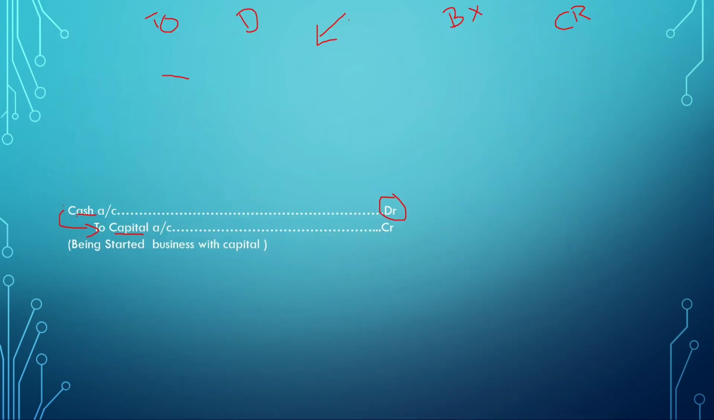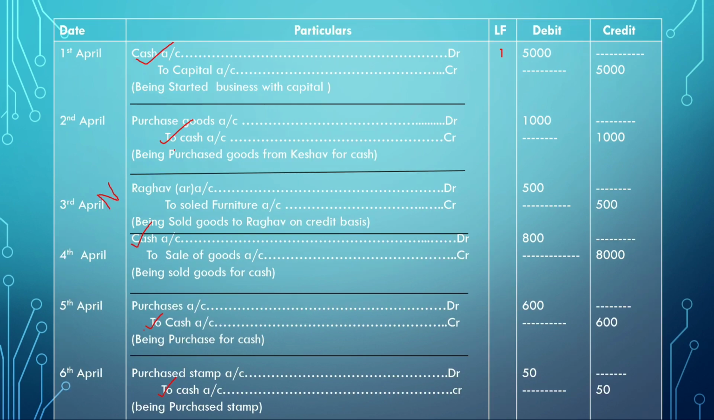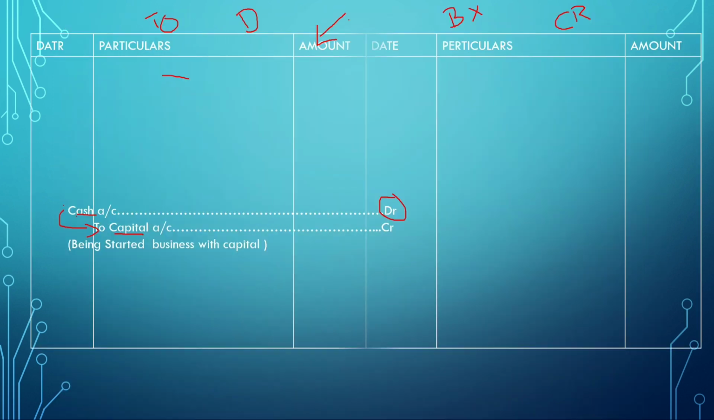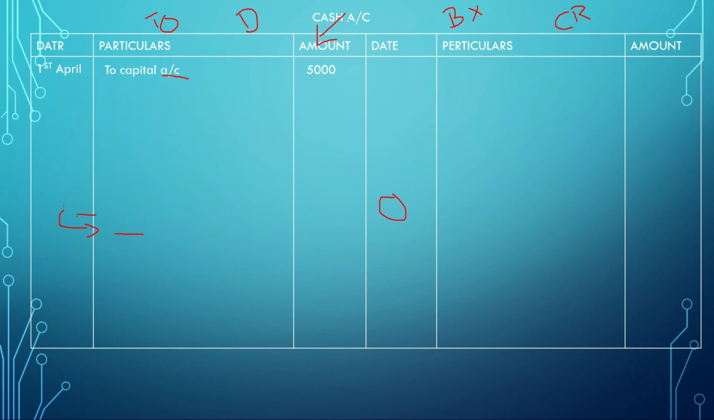Okay, now the first one is completed. Now we'll see the second one. The second one is purchases goods account debit to cash account credit. So on 2nd April the cash account was credit. The cash account was credit for the date 2nd April with 1,000 rupees, and here the cash was credit, so the opposite one is in the debit part. Debit is purchases, so purchases goods account debit.